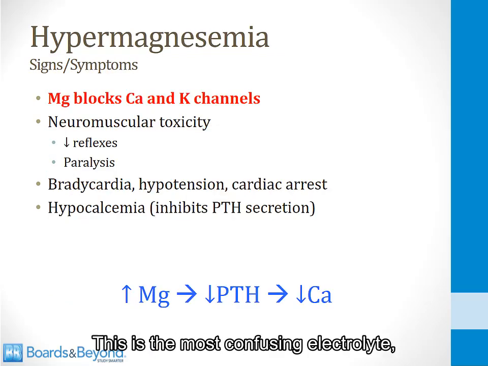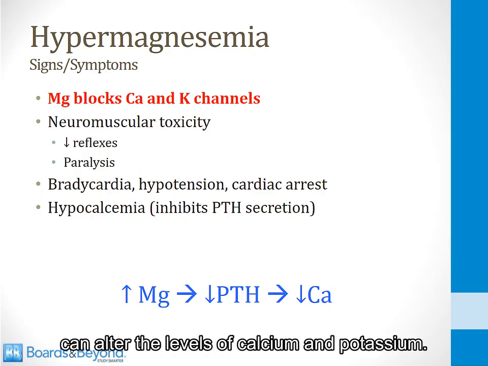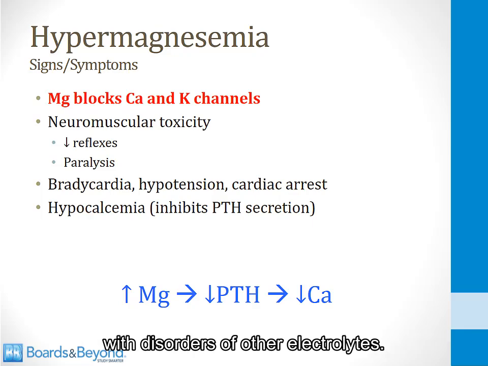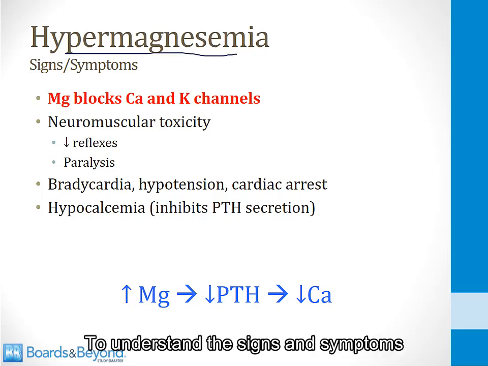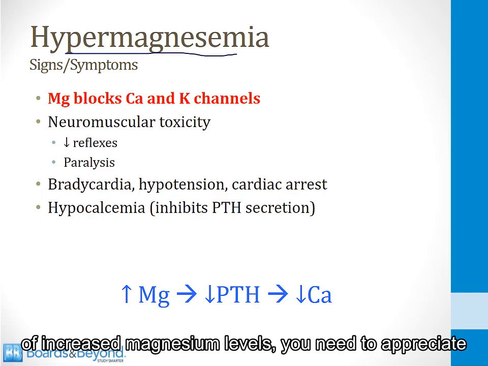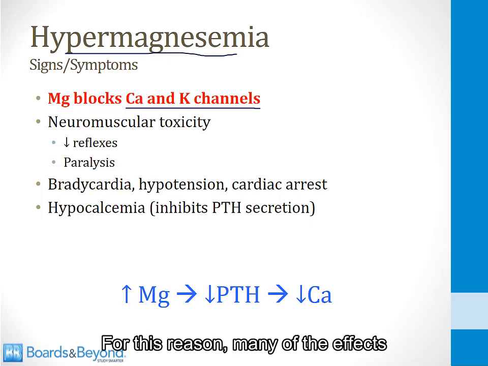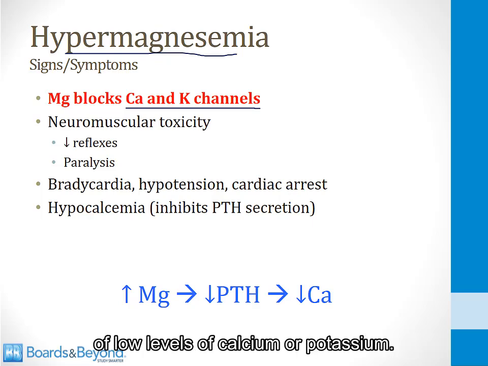This is the most confusing electrolyte, and the reason is because magnesium levels can alter the levels of calcium and potassium. For this reason, magnesium disorders often go together with disorders of other electrolytes. We'll start by talking about hypermagnesemia. To understand the signs and symptoms of increased magnesium levels, you need to appreciate that magnesium can block calcium and potassium channels. For this reason, many of the effects of a high magnesium level are similar to the effects of low levels of calcium or potassium.